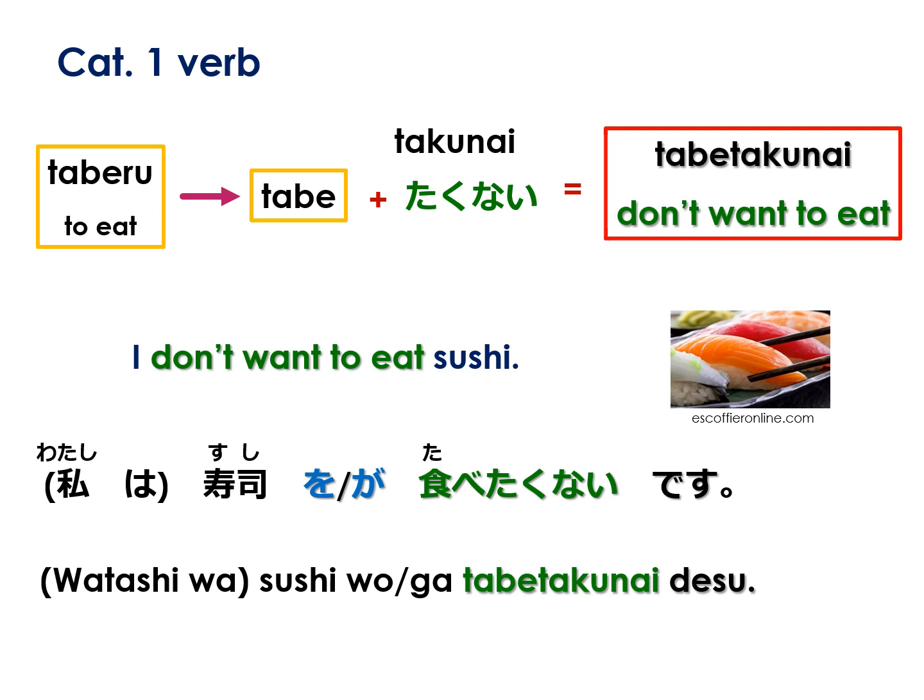Sometimes you will hear tabetakunai expressed in its polite form, tabetaku arimasen, with the nai part becoming arimasen. In this case, you would no longer need desu to end the sentence. Watashi wa sushi o or ga tabetaku arimasen.